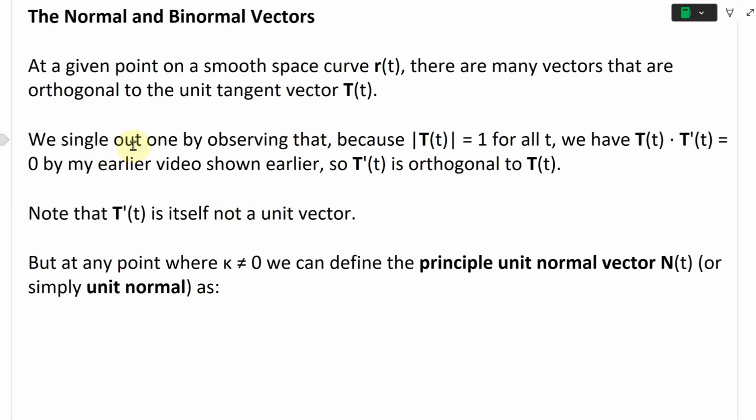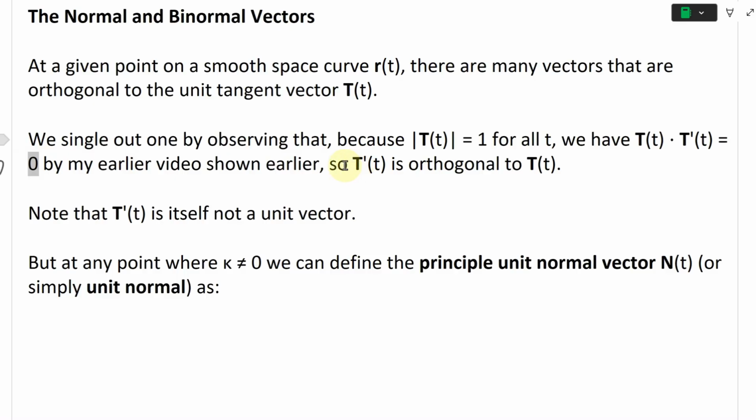All right, so we single out 1 by observing that because this unit tangent vector has a length equal to 1 for all t, the dot product between the unit tangent vector and its derivative equals 0, and it's a scalar. Remember, the dot product gives you a scalar, as shown in my earlier video.